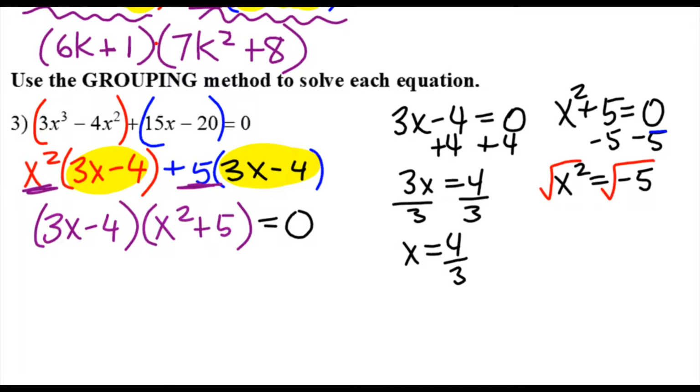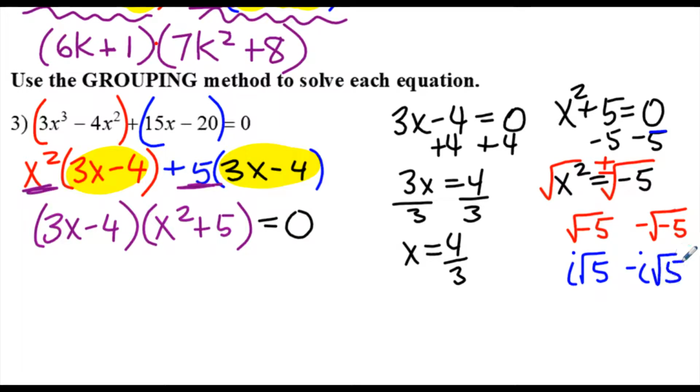Now, one thing to remember here is when you take the square root of both sides, you have to do plus or minus. There's actually two roots, a positive root and a negative root. So we have a positive square root of negative 5, and we have a negative square root of negative 5. Now, please remember, we talked about this a while ago, but a square root of a negative is going to put an i in there. So that's going to be i times the square root of 5 and negative i times the square root of 5. So if you look at it, we have three solutions.